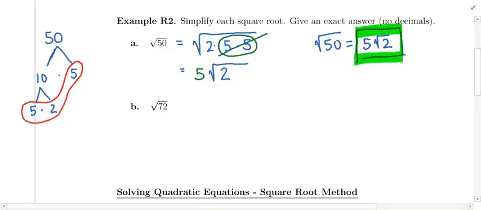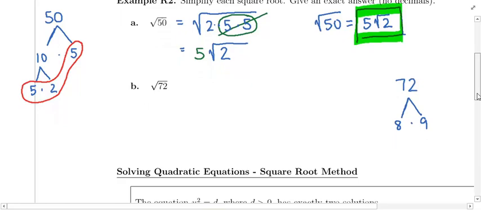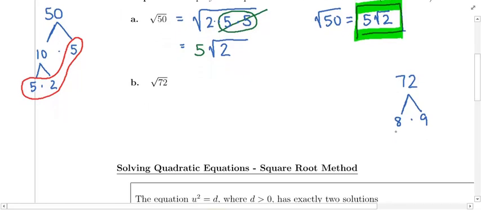All right, let's try this again on the square root of 72. We're going to try to simplify that guy. So I'm going to come over here and write its factor tree. The first pair of numbers that come to my mind, 8 and 9. 8 times 9 is 72. We've got to go to each of those numbers and see if we can break them down. 8 breaks down into 2 times 4. 9 breaks down into 3 times 3.